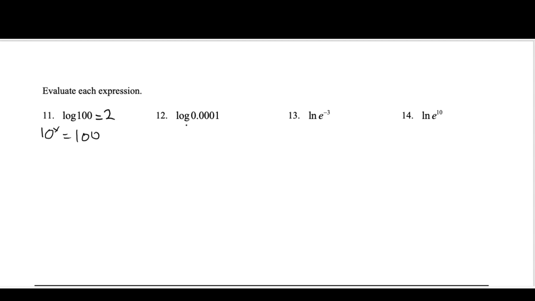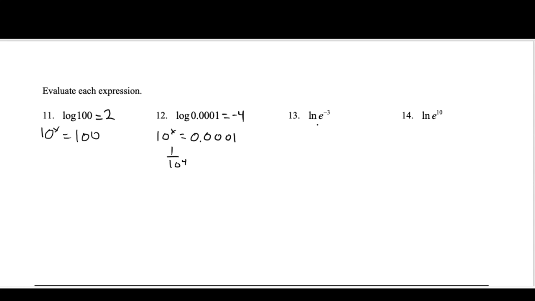Over here, log 0.0001. Again, no base is written in, so it's assumed to be 10. So we could say 10 raised to what power equals 0.0001? The answer here would be -4, because 10 raised to the power of -4 is the same thing as 1 over 10 to the 4th power, and that would give you 0.0001 if you did that.